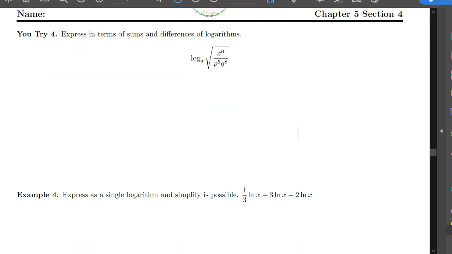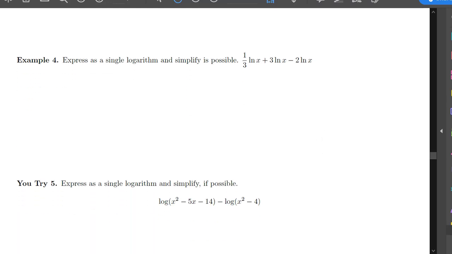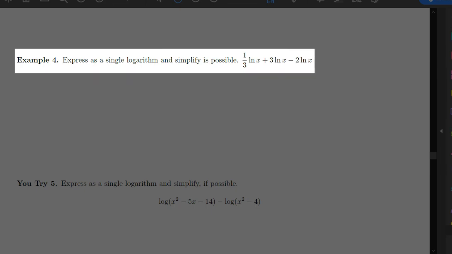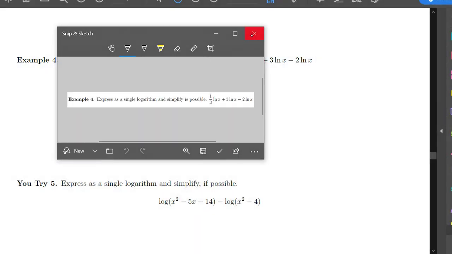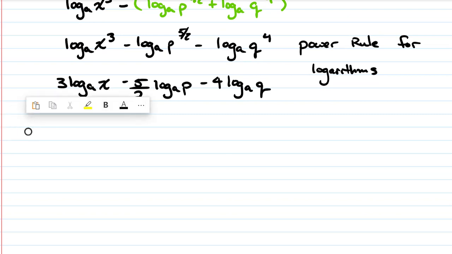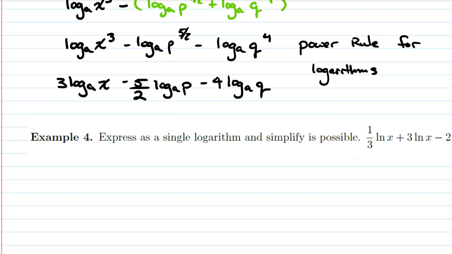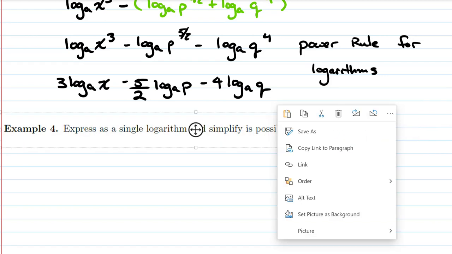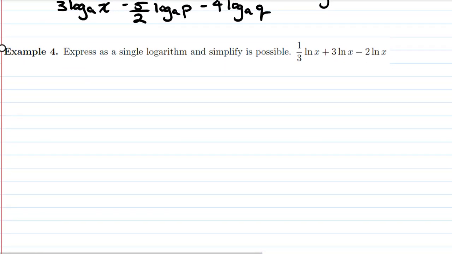All right, let's take a look at our next example. Example 4, express as a single logarithm. So once again, there are multiple ways that we can do this. So the first thing that we could notice is that these are like terms.